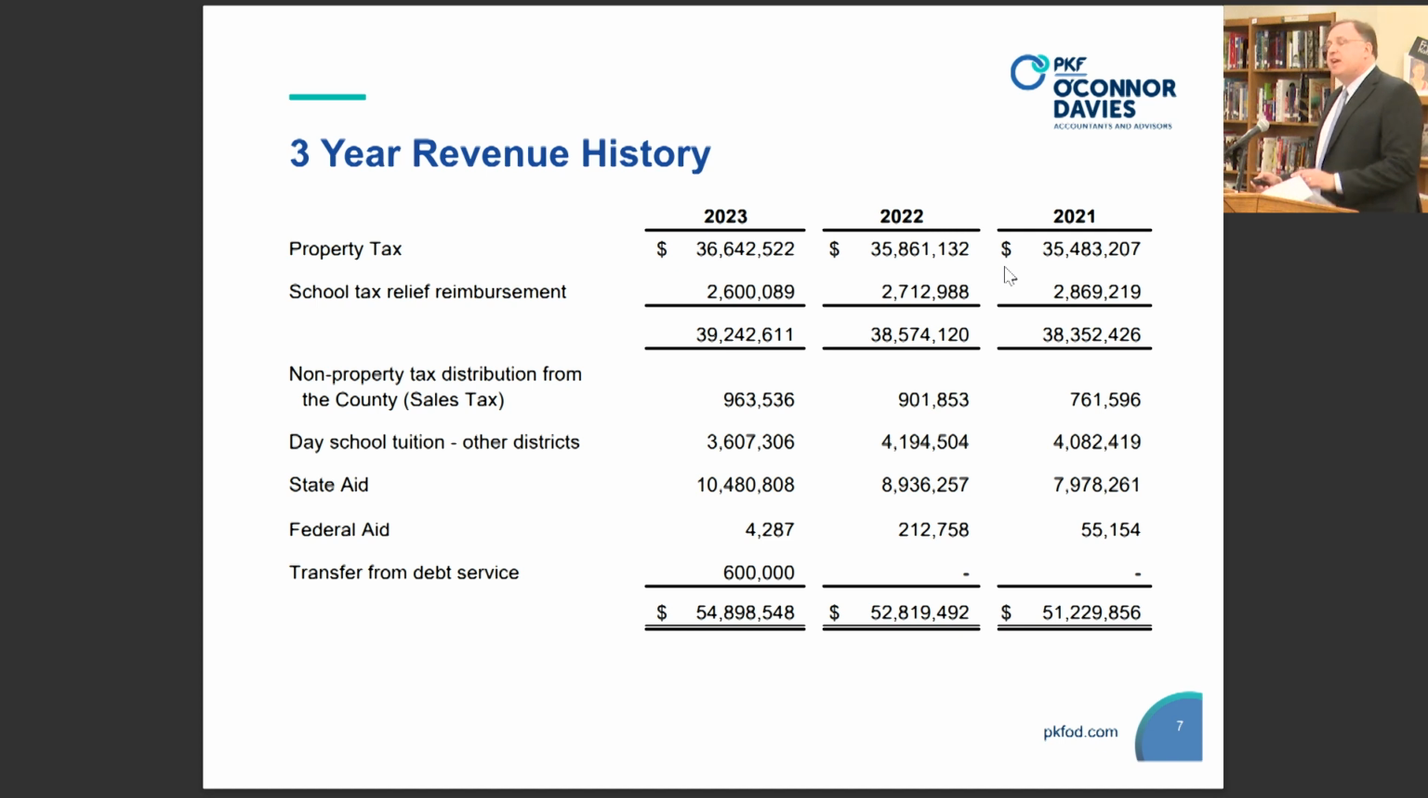And just to give you a 3-year history of these selected revenue items, you can see it's been pretty consistent over the 3 years. Basically your tax increases have been within the cap. And then of course, state aid has grown as the state has fully funded the formula, and you have some increases in building aid.